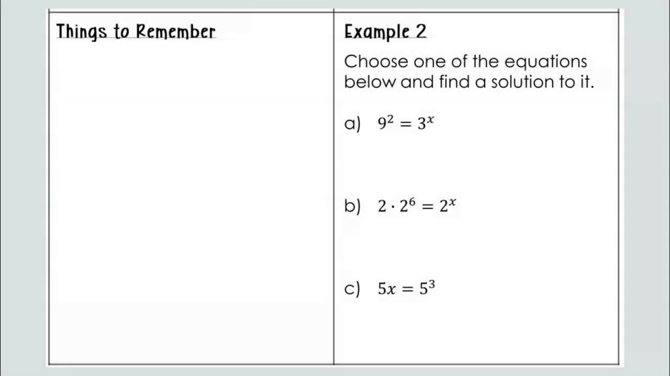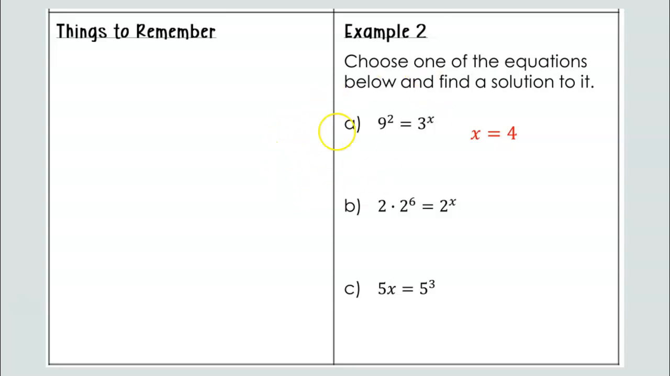Choose one of the equations below and find a solution to it. 9 squared equals 3 to the x. Well, the x would have to be 4. 9 squared is 81. 3 times 3 times 3 times 3 also equals 81.